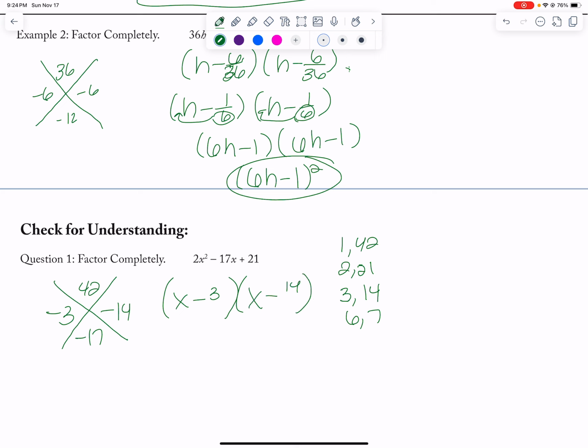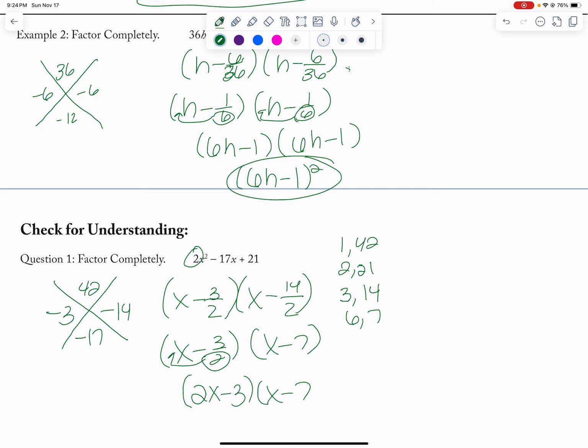And I'm dividing by my a term, which is 2. And I'm reducing, so I get an x minus 3 halves and an x minus 7. I bring what's in the bottom to the top, so then this is 2x minus 3 and x minus 7. And again, if I were to use the box on this and look at it, I should get back to where I started. And that's it for this lesson.